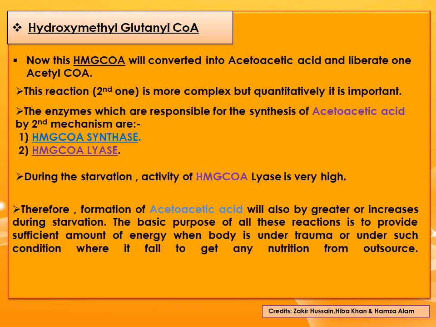The enzymes which are responsible for synthesizing acetoacetic acid by the second mechanism are HMG CoA synthetase and HMG CoA lyase. During starvation, the activity of the enzyme HMG CoA lyase is very high. Therefore, the formation of acetoacetic acid also increases during starvation.